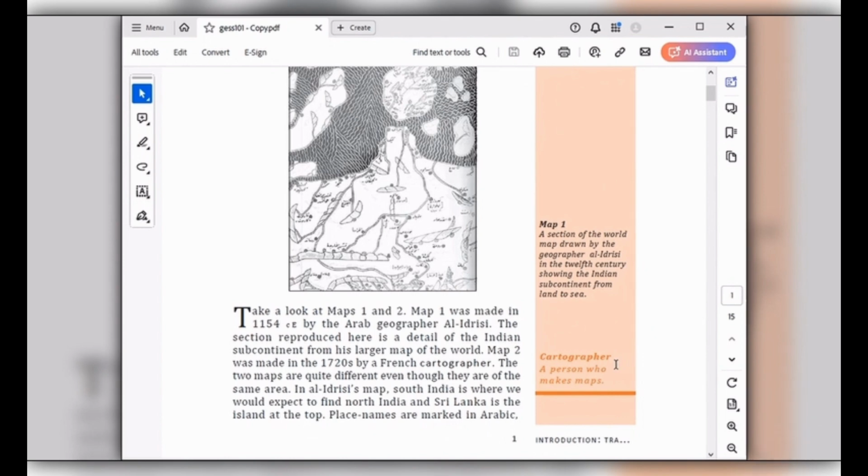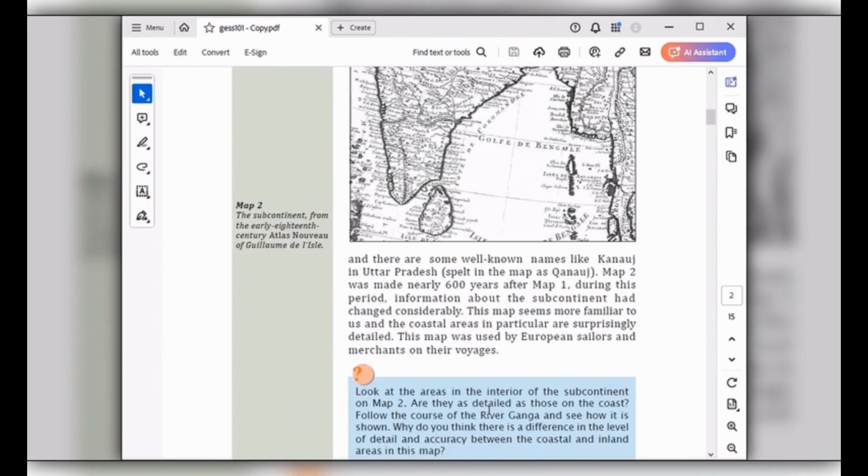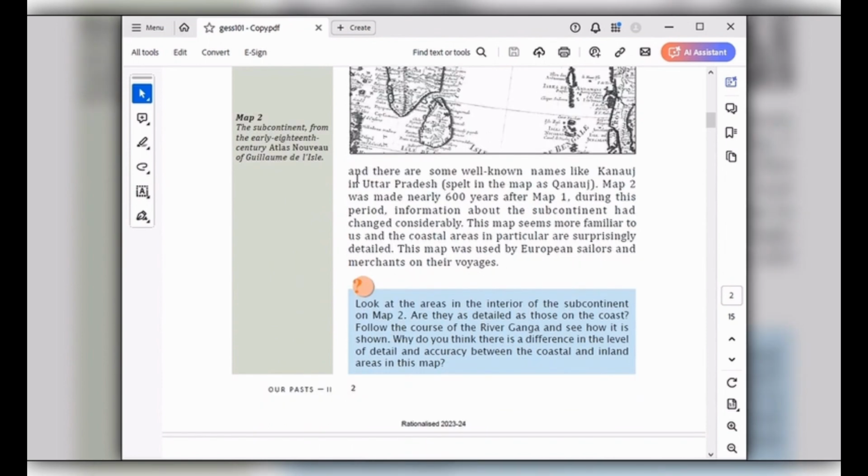Map 2, which is on the next page, was made in the 1720s by a French cartographer. Kids, who is a cartographer? Cartographer is a person who makes maps. The two maps are quite different even though they are of the same area. In Al-Idrisi's map, South India is where we would expect to find North India, and Sri Lanka is the island at the top. Place names are marked in Arabic, and there are some well-known names like Kannauj in Uttar Pradesh, spelt in the map as Kannauj with a Q.